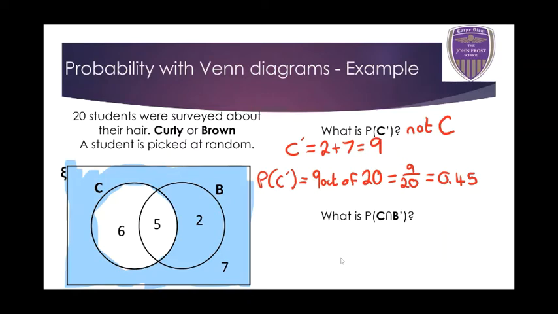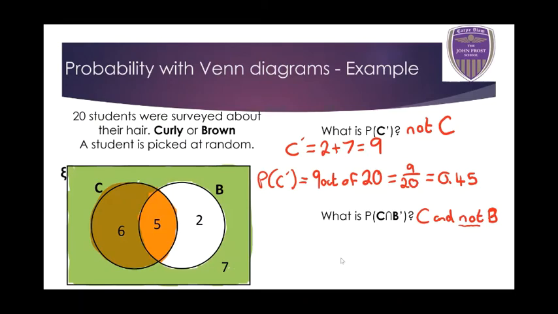Last one now. What is the probability of C intersect B prime? Now this is a tricky one, okay? So if we read it as is, C and not B. So C and not B. Remember, and means intersect, whereas we're looking for the overlap between C and not B. So if we put C on here now, that's people who have curly hair, and this in green, sorry, is people who don't have brown hair.